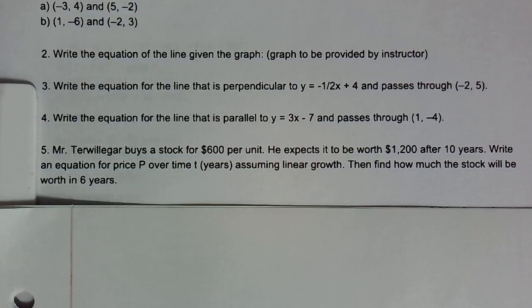So, let's look at number 5. Mr. Twilliger buys a stock at $600 per unit. He thinks it's going to be worth $1,200 after 10 years. Write the equation for price over time in years, assuming linear growth. Then find how much it will be worth in 6 years.